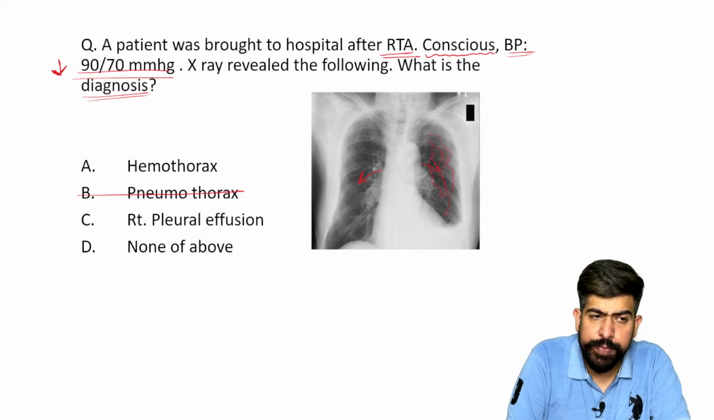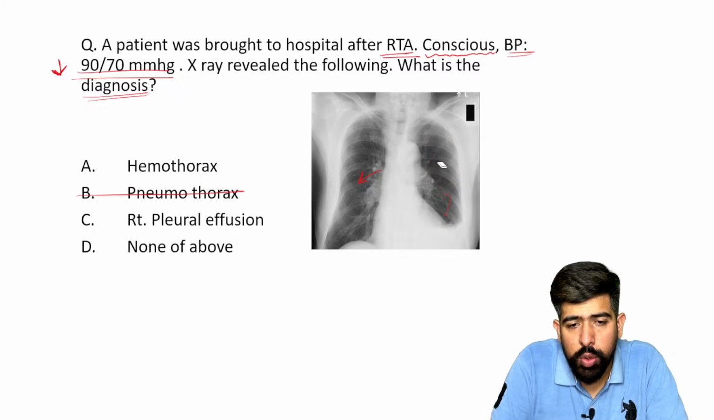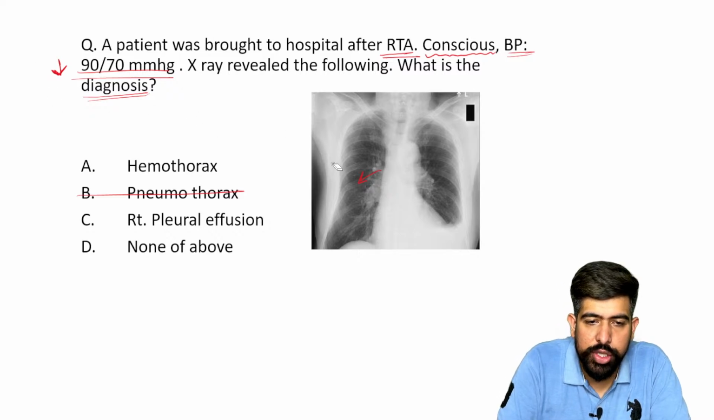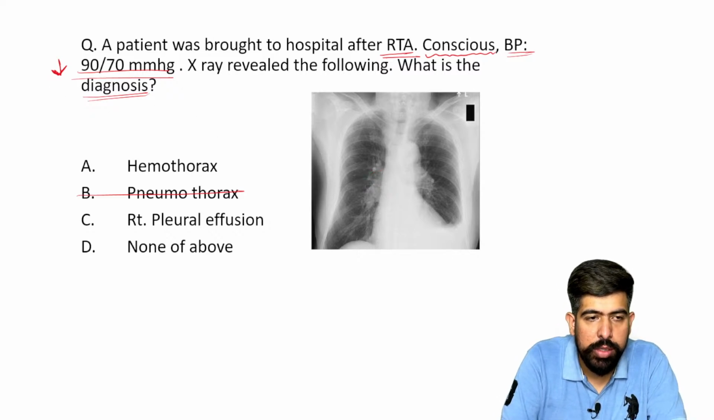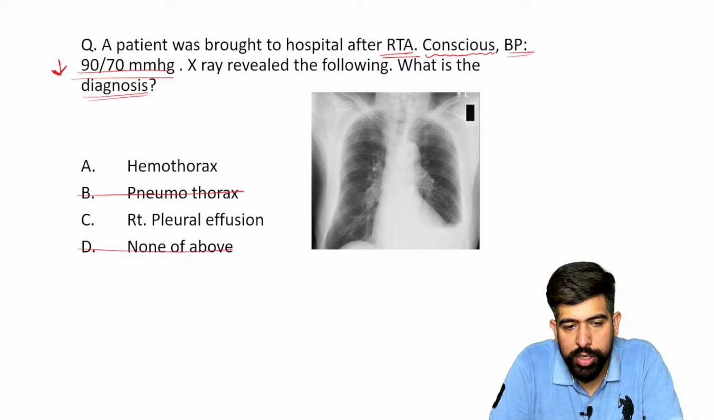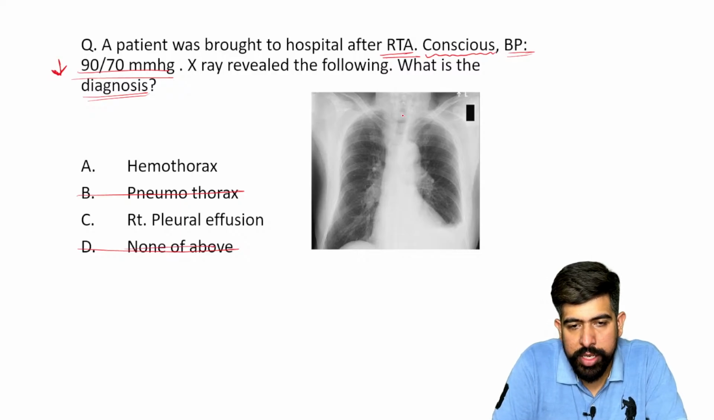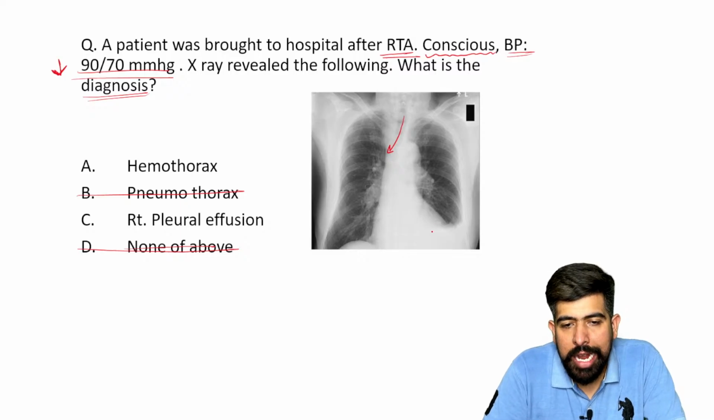So there is no pneumothorax. Understood? Pneumothorax is ruled out. None of the above is also not possible. Leave it. Now you can see over here the trachea is also deviated to the right side, and on the left side, right side, I can see this CP angle. Yes, you know about it, the CP angle.